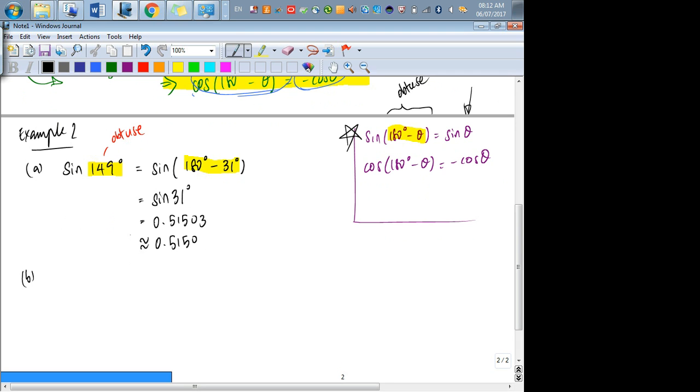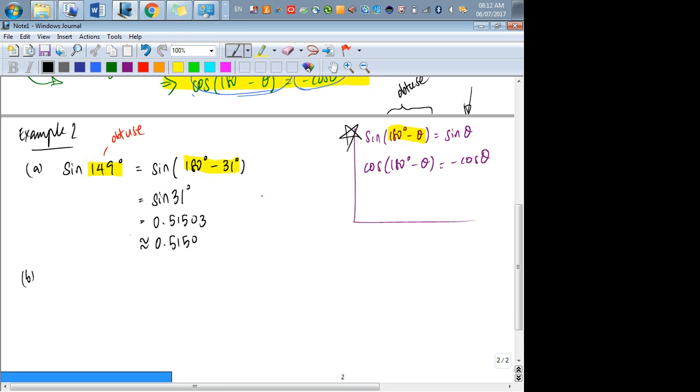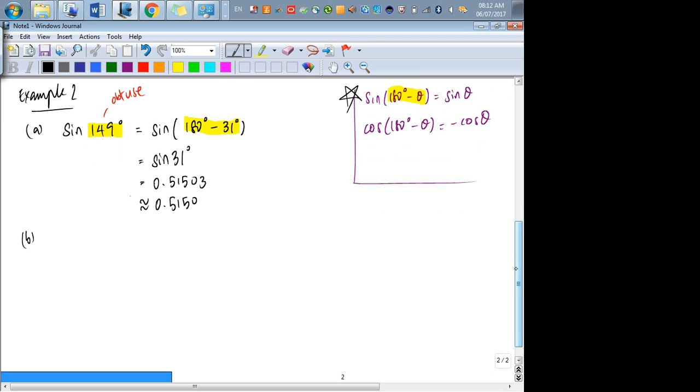In part B, we have cosine 108 degrees. This over here is obtuse again. Okay? And we want to rewrite it to look like this. Instead of leaving it as 108, let us try to rewrite it in terms of its acute angle.